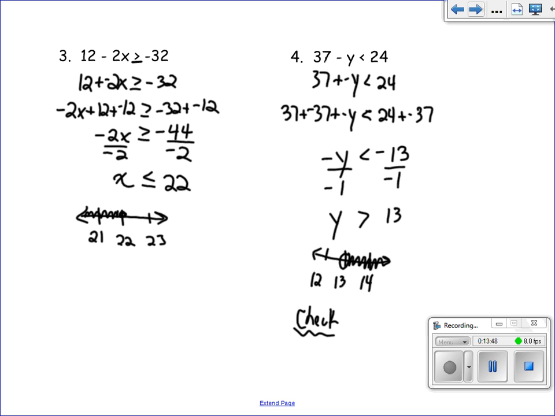All right, Logan says 20. So let's try y equals 20 in the original inequality. Remember, 37 minus 20, is it less than 24? What is 37 minus 20, Daryl? 17. Is 17 less than 24, Daryl? It is. So good to go, it checks. I picked that example so you don't always put in 0. Think about your solution set.